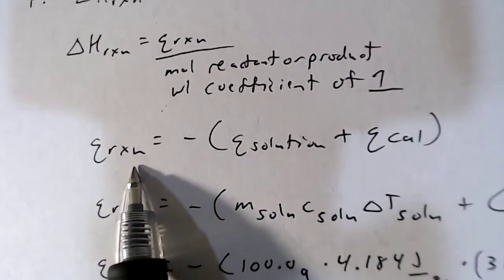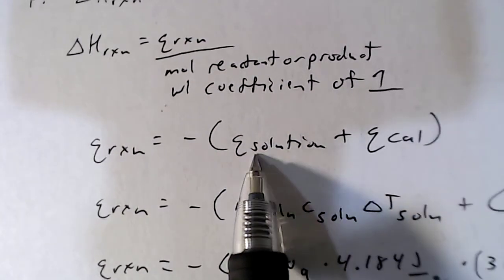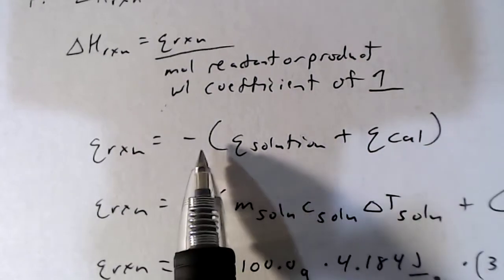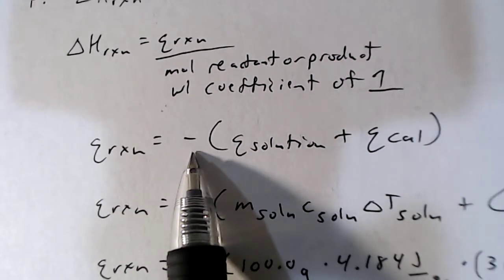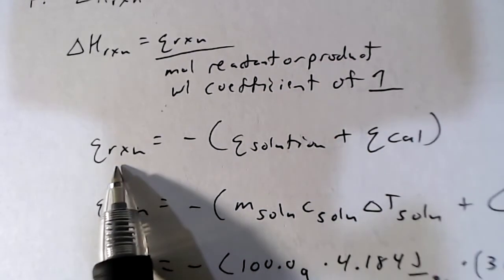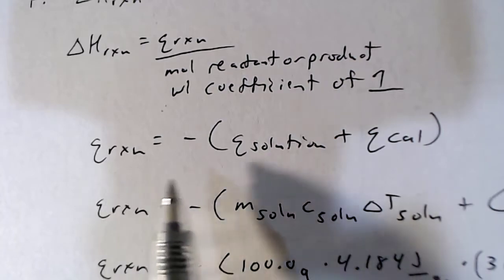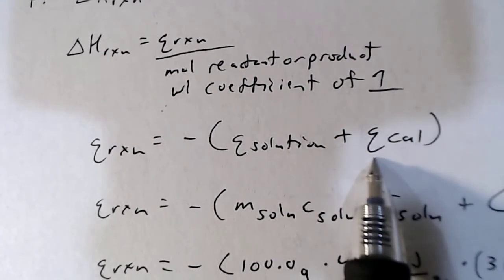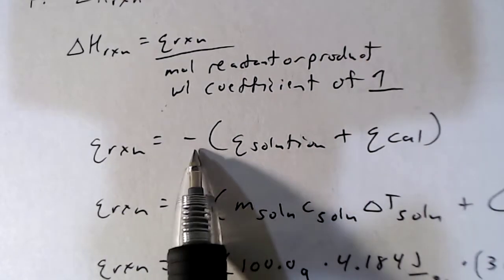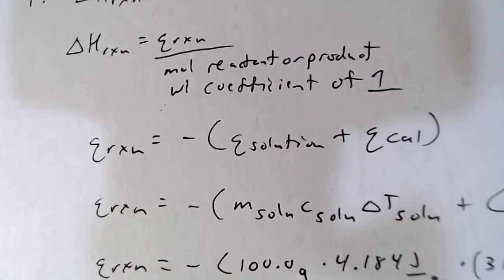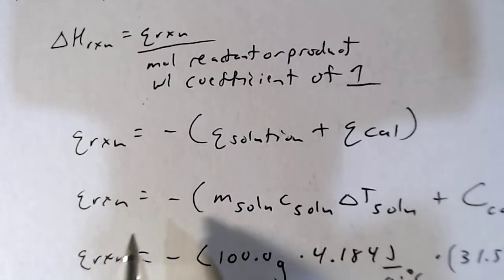The heat of the reaction is equal to the heat of the solution plus calorimeter, all times -1, because the reaction might have released heat and the solution and calorimeter might have absorbed heat. So having opposite things there, they'll have opposite signs. You have this equation, and now you can start plugging in.